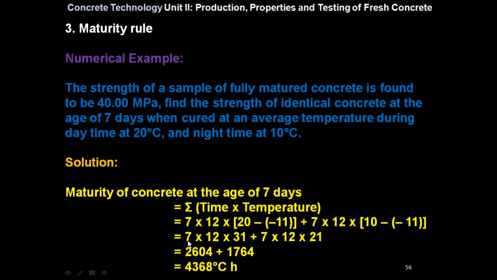So it's coming up to be 7 multiplied by 12 multiplied by 20 minus 11. It will be 20 plus 11, that is 31. Plus 7 multiplied by 12 multiplied by 10 minus 11, that will be 10 plus 11, that will be 21. So 7 multiplied by 12 multiplied by 31 gives 2604, plus 7 multiplied by 12 multiplied by 21 gives 1764. So the addition of these two gives 4368 degrees Celsius hours.